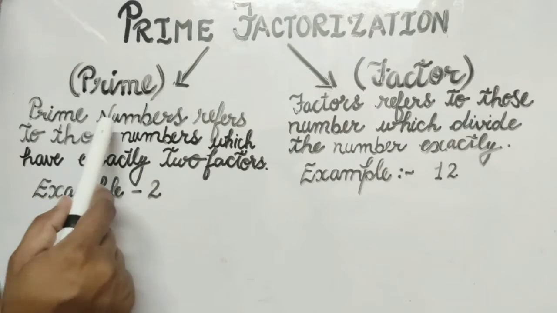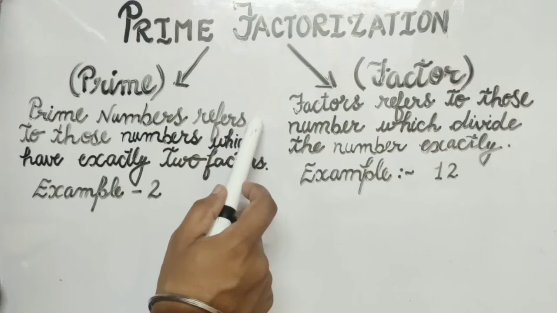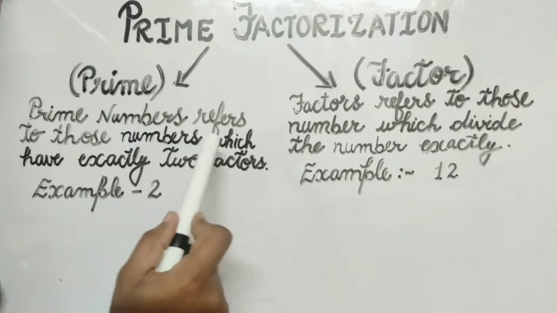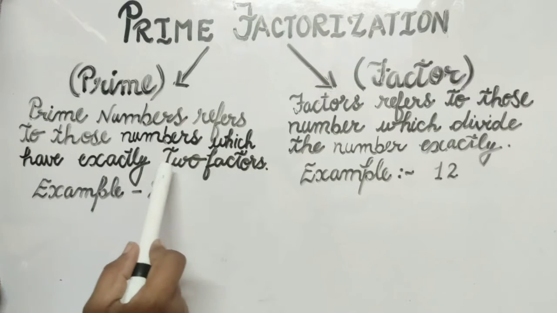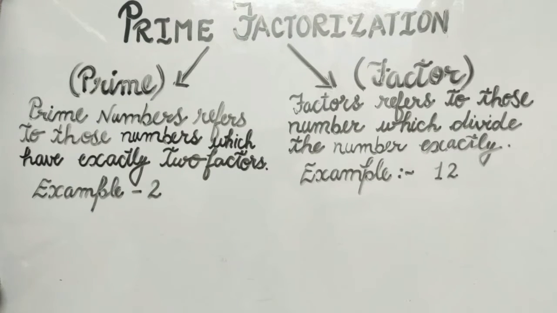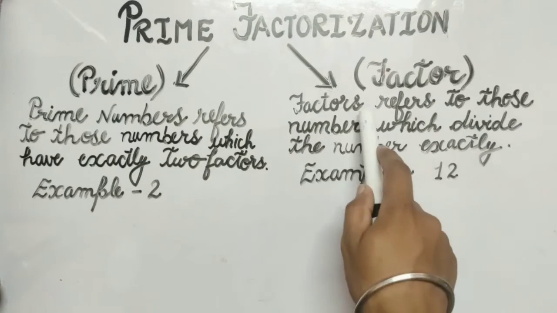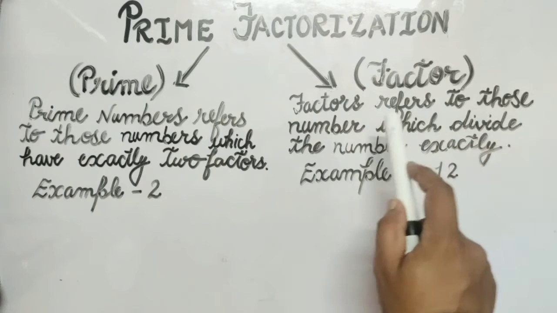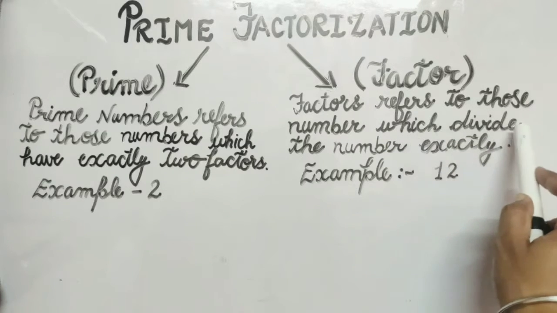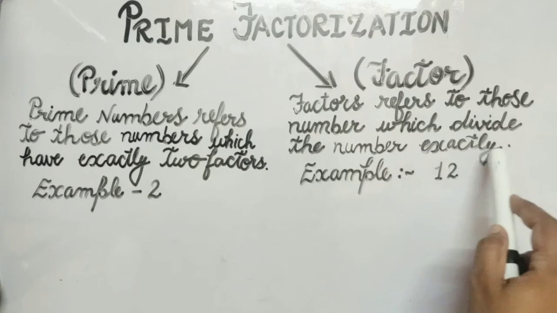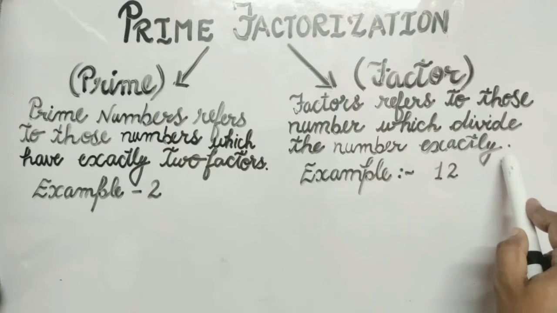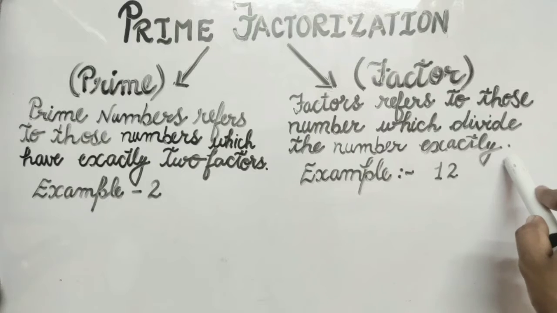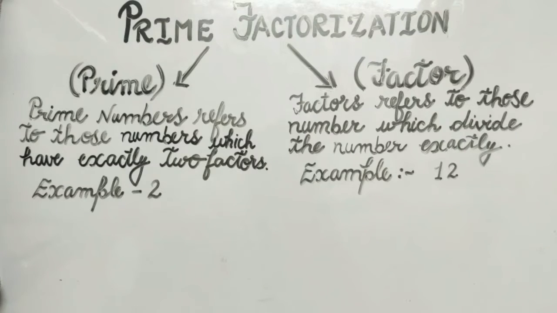Students, prime numbers refers to those numbers which have exactly two factors. In my previous videos, I have explained to you in detail what prime numbers are. Now, factors. Factors refers to those numbers which divide the number exactly, with no remainder. So let us consider an example of both.